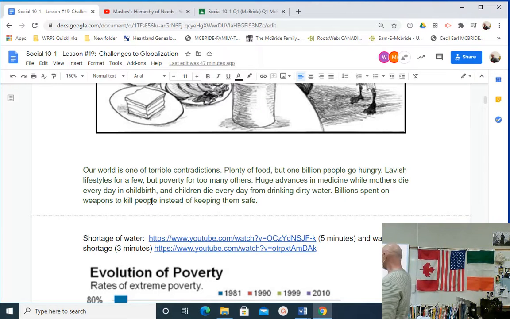Lavish lifestyles for a few, but poverty for too many others. Huge advances in medicine, while mothers die every day in childbirth. And children die every day from drinking dirty water. Billions spent on weapons to kill people instead of keeping them safe. So that's another example of the disparity, have and have-not, the unequal distribution of our physiological needs, and therefore, according to Maslow, and according to that first tier, globalization has not been successful.